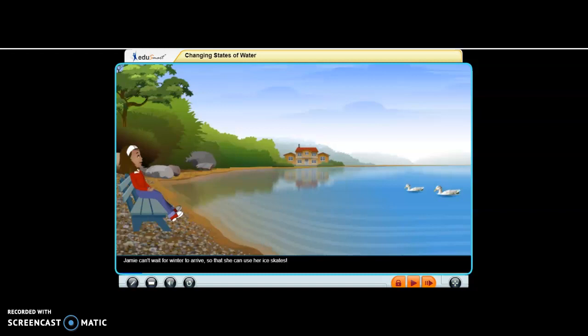And these models are going to help us to explore and see what happens to these substances when thermal energy or heat energy is added or removed from the substance. So pay close attention to the video, and we're going to pause and have discussion on what's going on throughout the video.